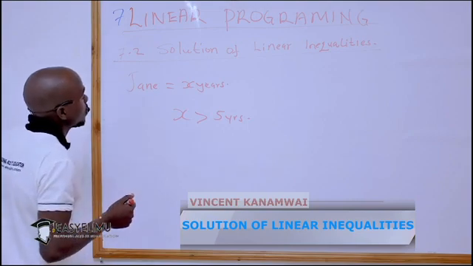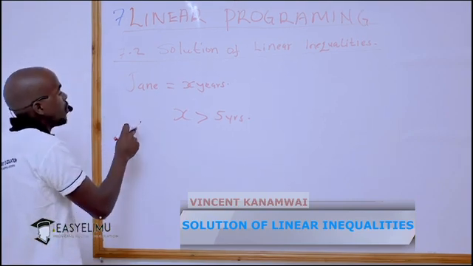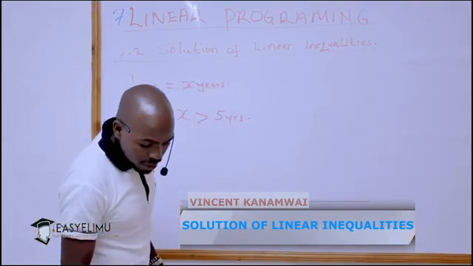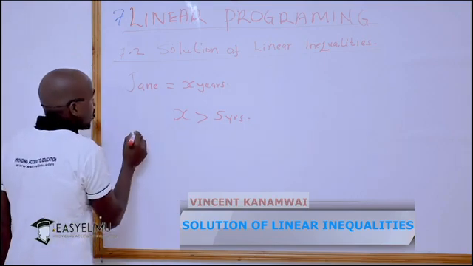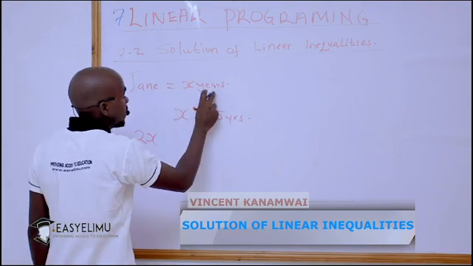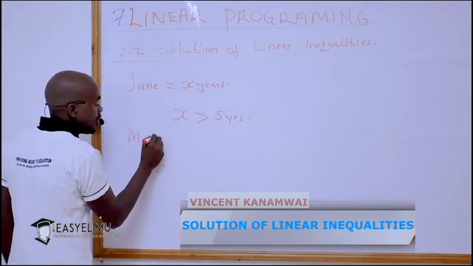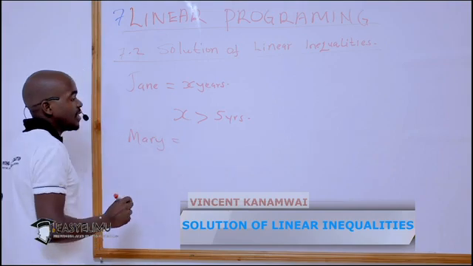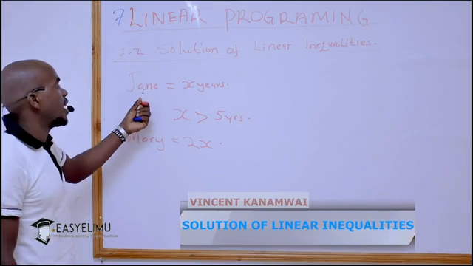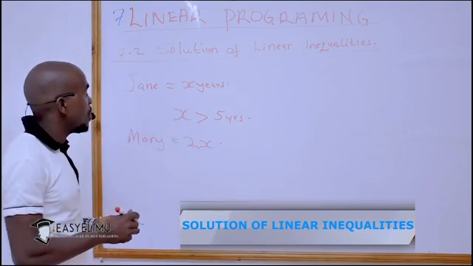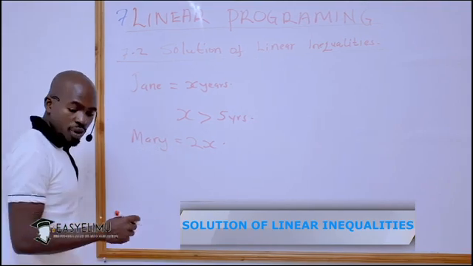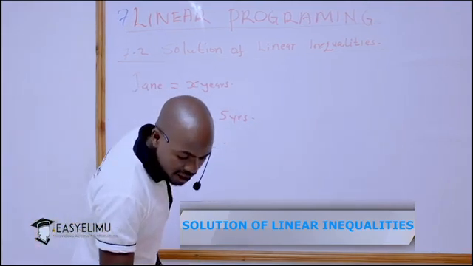We have also been told that Mary is twice as old as Jane. If Jane is X years old, then Mary is going to be twice as old as Jane. If the age of Jane is X years, then that of Mary will be 2 multiplied by X, which is 2X.